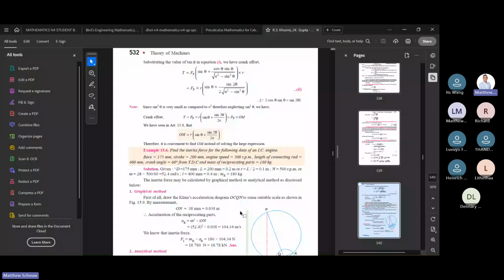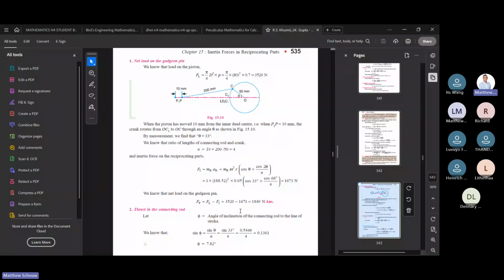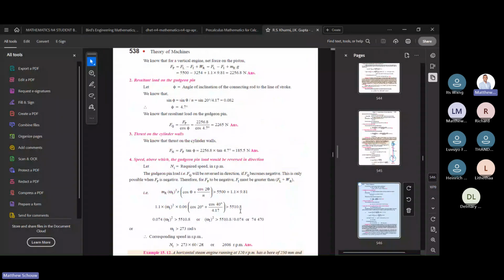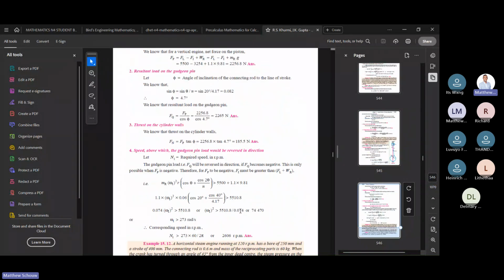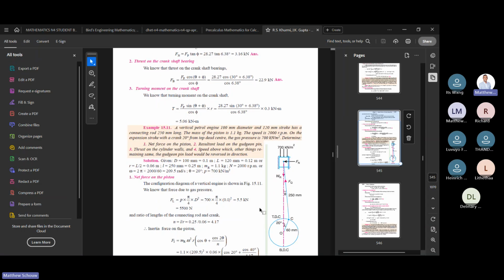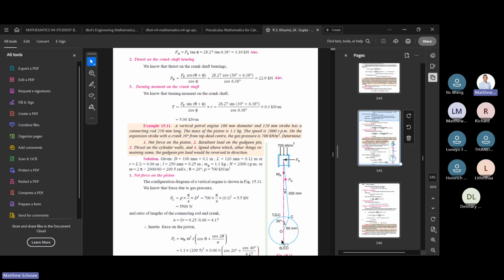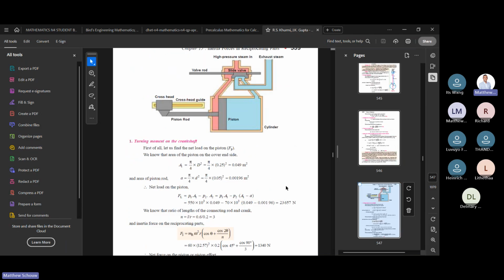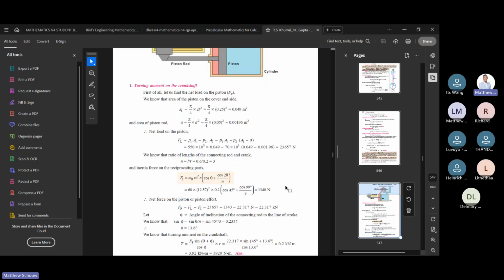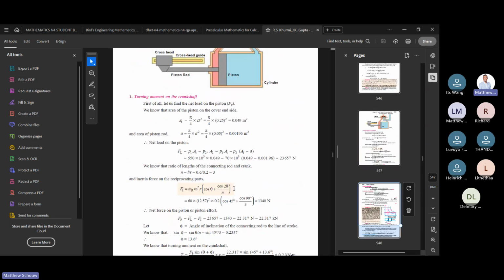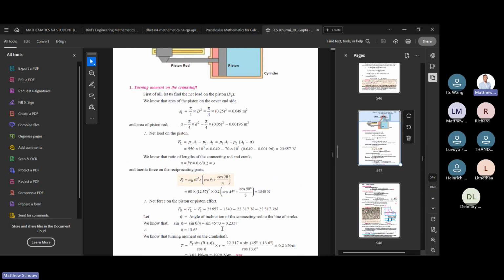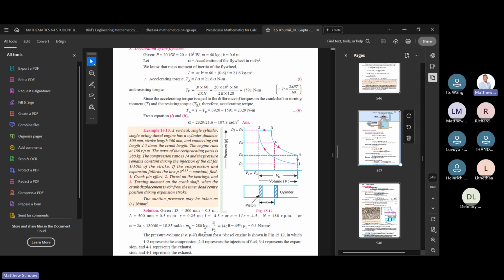And then this is one problem where you have to find, okay, here's a vertical engine. What's quite interesting with this type of problem is that, depending on how the crank is turning, your torque will change, because the weight will be acting down and all of that. That's another interesting one. Here's one where you have to find the angle of inclination of the connecting rod, line of stroke, and a lot of tricks there in the mechanics.